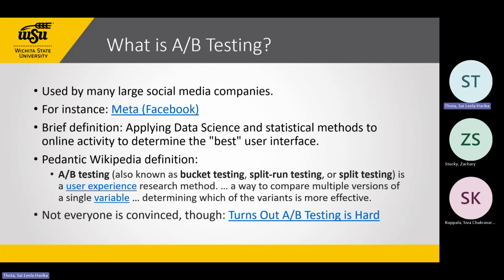A/B testing, also known as bucket testing or split run testing or split testing, is basically a research method that is used by many companies to decide which version of the product is good. So they will develop multiple versions and they will perform A/B testing and they will decide, okay, this version is perfect for the users and we are proceeding with that. There is one thing about A/B testing. In A/B testing, you basically will do more than what is required, because you will develop multiple versions and you will check which version is perfect for the users. So you are doing more work than what is required. That is explained here: turns out A/B testing is hard.